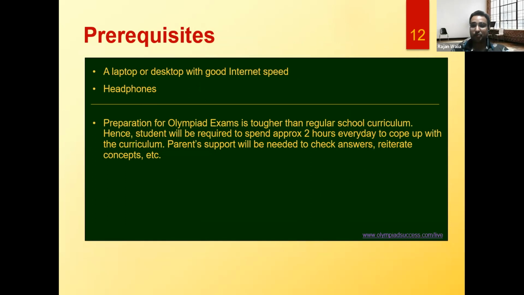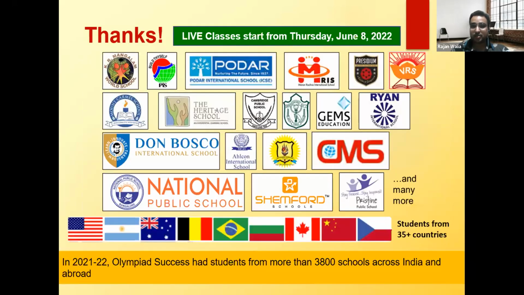And students, as you know, preparation for the Olympiad exam is tougher than the regular school curriculum because there will be some topics from your upper grades also. So you need to spend approximately 2 hours every day to cope up with the curriculum, and parent support will be needed to check answers and relate concepts. The live classes for this course will start from 8th June. And currently we have students from 3,800 schools and we are present in 30 plus countries. So this is about this course, students.